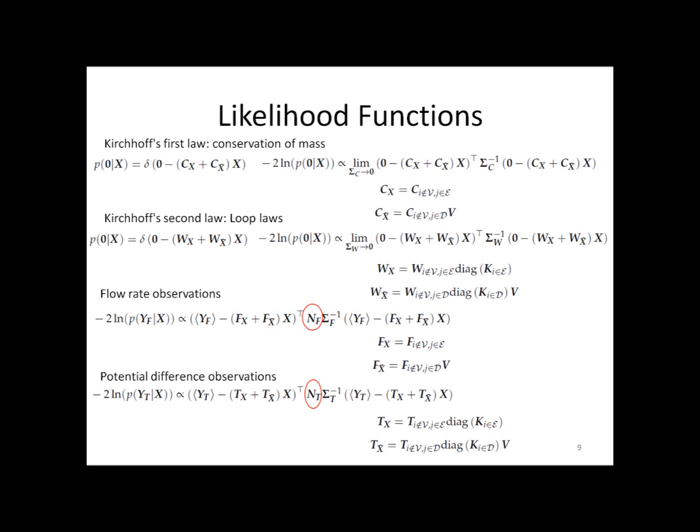And this value here is just a diagonal matrix saying the number of observations which I happen to have of a potential difference or of a flow. And the splitting up which is done here is only because I'm working on a subset of the flows. If I was working on all the flows, I would just be using the straight C and W matrix and so on.